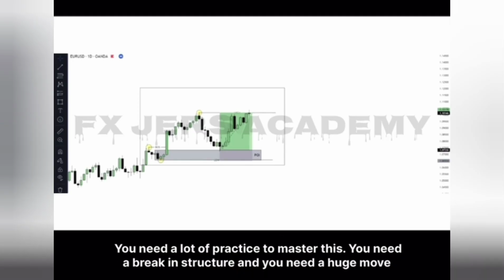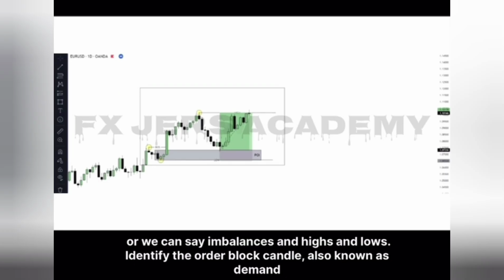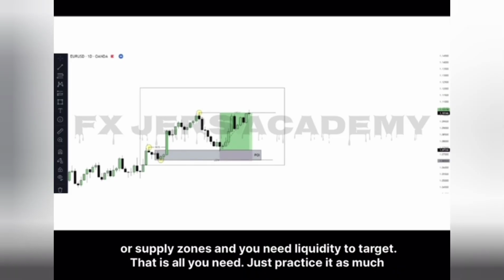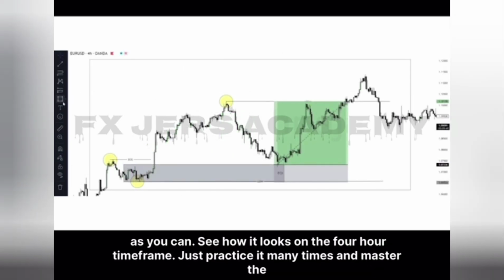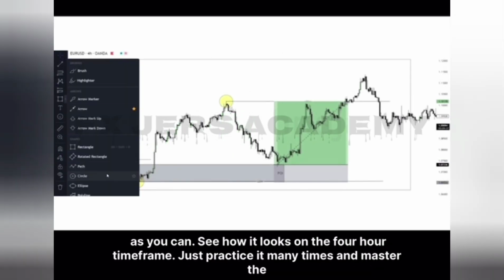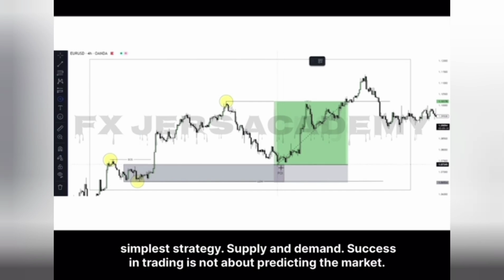You need a break in structure, and you need a huge move, or we can say imbalances and highs and lows. Identify the order block candle, also known as demand or supply zones, and you need liquidity to target. That is all you need. Just practice it as much as you can. See how it looks on the 4-hour time frame. Just practice it many times and master the simplest strategy: supply and demand.